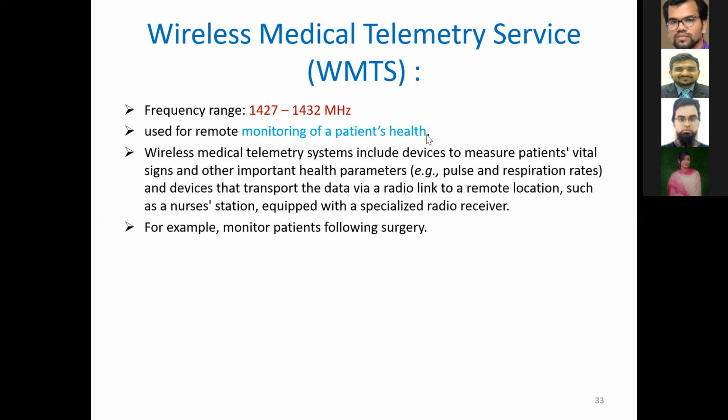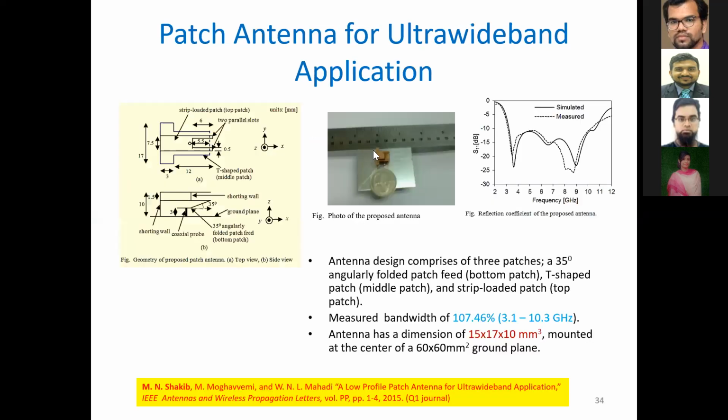Then again, about the other particular service, the WMTS, the frequency range is 1427 to 1432 megahertz. Basically, this frequency band is certified by IEEE for monitoring for special healthcare purposes, and also for surgical use to get connected with the stations. Well, now we try to discuss some of our work on antennas, which are now ultrawideband antennas.